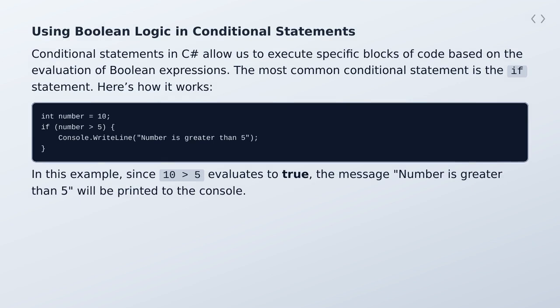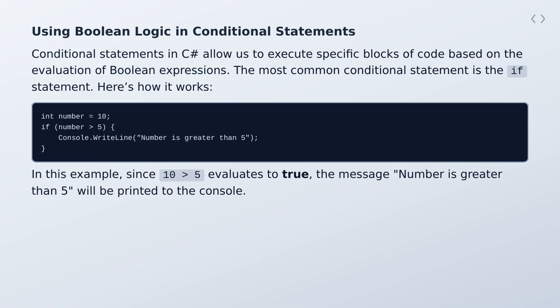This section covers using Boolean logic in conditional statements. Conditional statements in C# allow us to execute specific blocks of code based on the evaluation of Boolean expressions. The most common conditional statement is the if statement. Here's how it works. The samples on screen walk through this step. Take a moment to read through them.